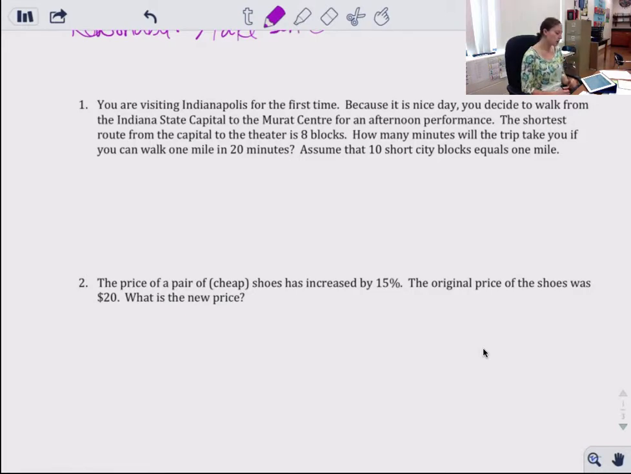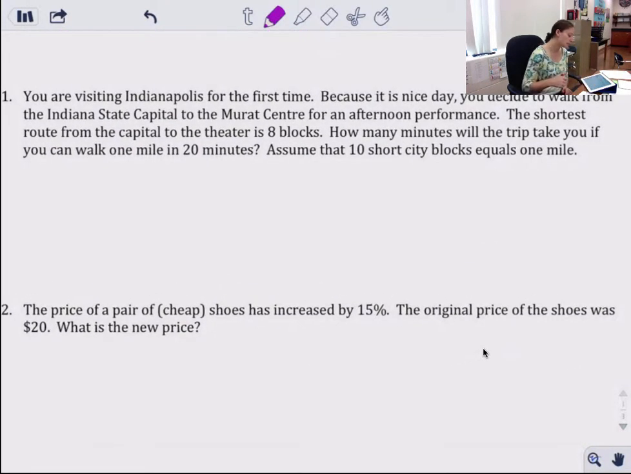Number 1, you're visiting Indianapolis for the first time. This is a nice day. You decide to walk from the Indiana State Capitol to the Murat Center for an afternoon performance. The shortest route from the Capitol to the theater is 8 blocks, so I usually underline that, 8 blocks. How many minutes will it take? So I'm looking for how many minutes will the trip take you if you can walk 1 mile in 20 minutes? Assume that 10 city blocks is 1 mile. So there are the pieces of information that are important, numbers or things that I might be using.